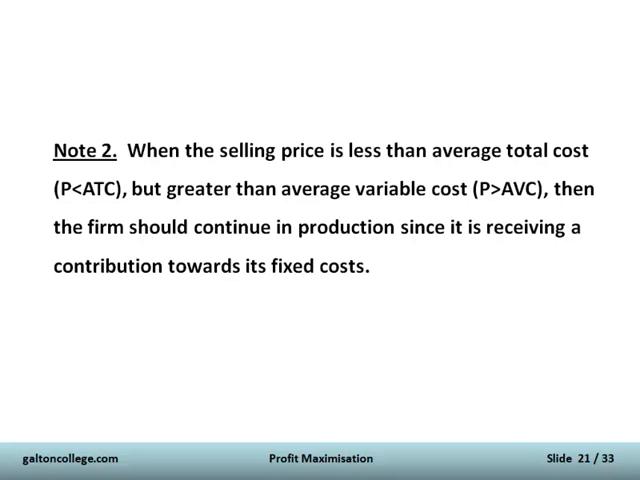Second note, when the selling price is less than the average total cost, but greater than the average variable cost, then the firm should continue to produce since it's receiving a contribution towards its fixed costs. Well, if the firm is producing a good, and it's costing, let's say, £4 to make it, and it can sell it for £5, but still not covering all its costs in the firm, the costs of its premises, of its machinery and so on, all the fixed costs, but it's making £1 profit on each one, then it's still worthwhile to continue to produce, because at least there's £1 profit on the unit that's going towards the fixed costs. So as long as the average variable costs are covered, it's worthwhile continuing to produce.